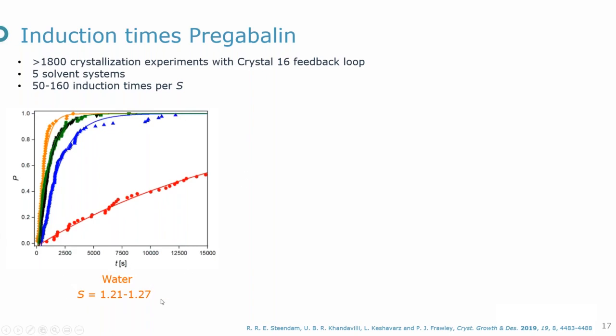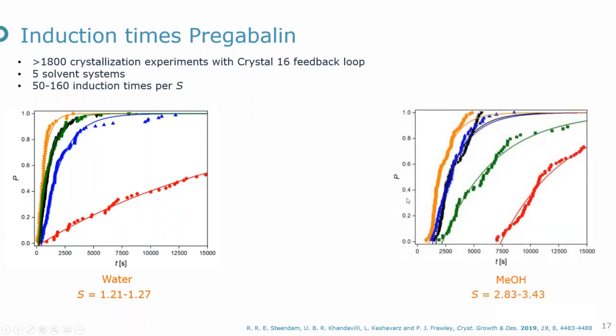What's interesting here is that in water, we notice in combination with pregabalin that a small supersaturation was needed to already induce nucleation, but also the range of supersaturation was quite narrow. Because if we looked at another solvent system that we tested, namely methanol, we noticed that a much higher supersaturation ratio was needed for crystallization, and also the range of supersaturation was much wider. So already at this stage, we noticed, okay, there is something going on with the solvent choice.